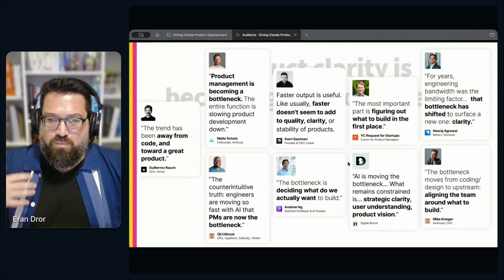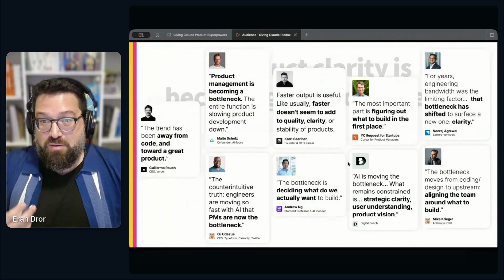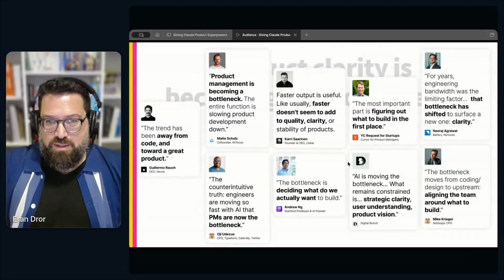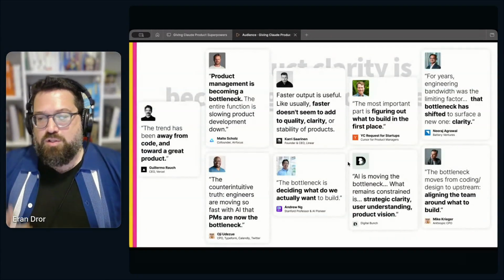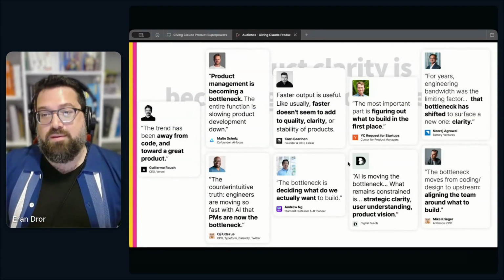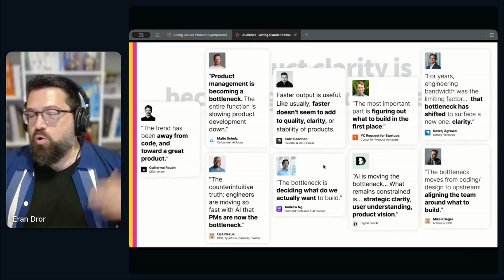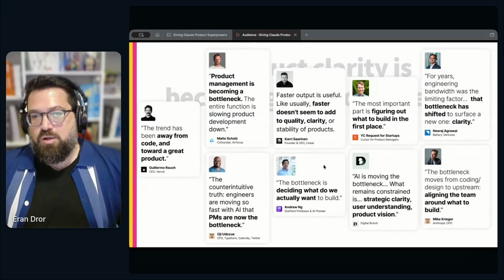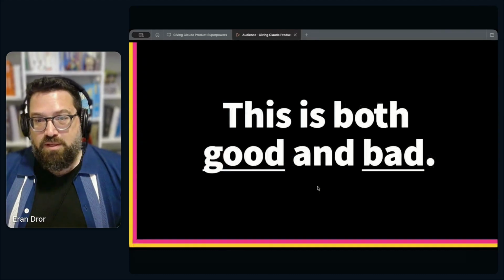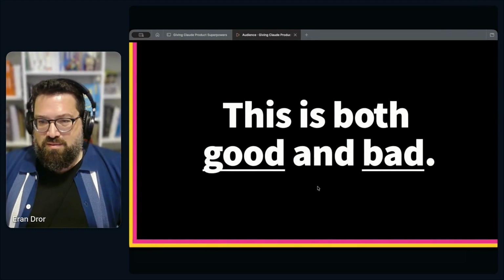It used to be that product was ahead of technology in figuring things out and answering the question of what to build next. And now technology is so fast that product is actually dragging the whole team down to its speed, which is still a very slow human speed. And we're all using AI, but we're not necessarily catching up in terms of the speed of what we do. And I would say this is both good and bad, the fact that product is becoming the bottleneck.